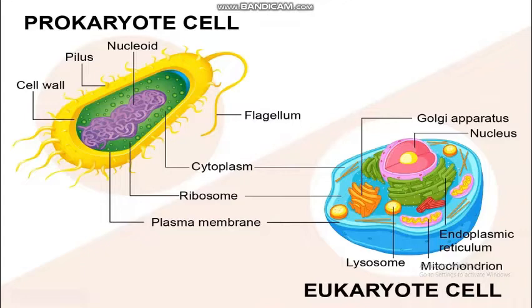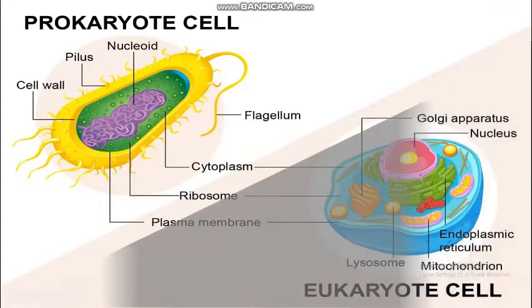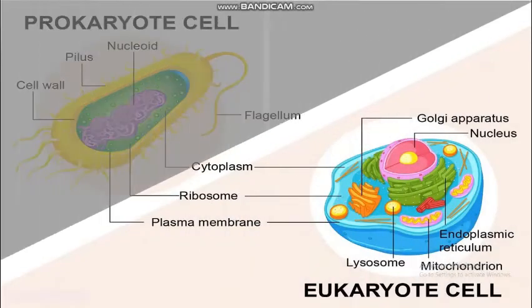Now, pro means primitive in this case. As it's a primitive kind of cell, it will not contain a true nucleus. It will not have any membrane bound organelles within it. But now coming to the eukaryotic cell.